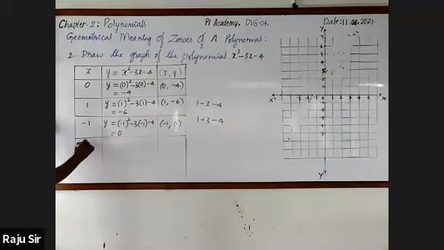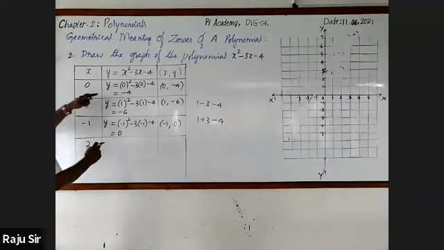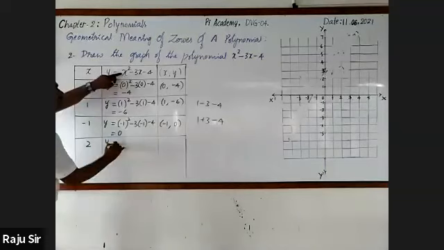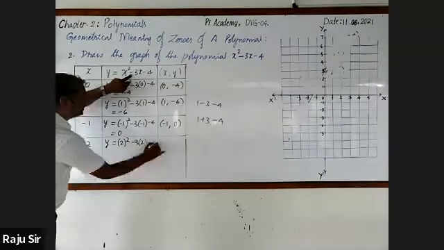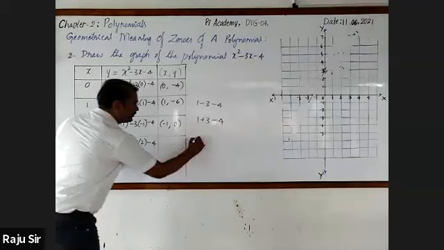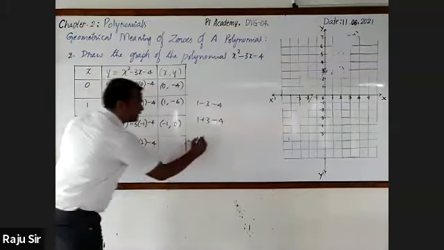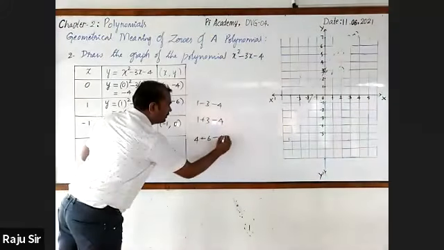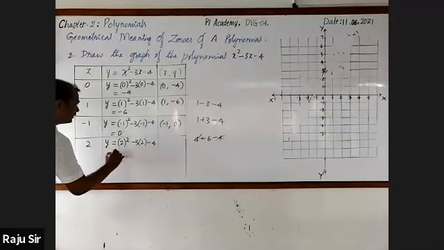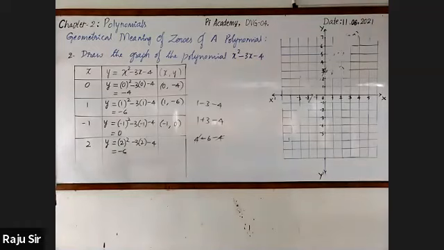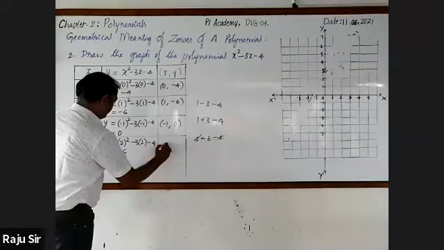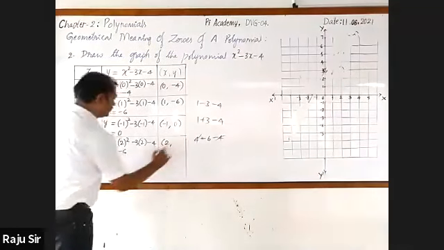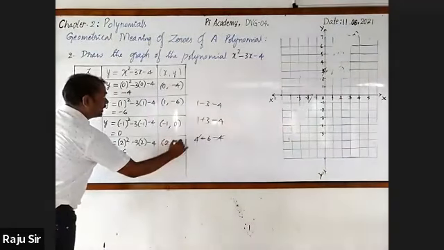As you wish, I'll take 2. If I take 2, then y is equal to 2 square minus 3 into 2 minus 4. Now 2 square is 4, minus 3 into 2 is minus 6, then minus 4. Minus 4 plus 4 get cancelled. You'll get minus 6. When x is 2, y is minus 6.